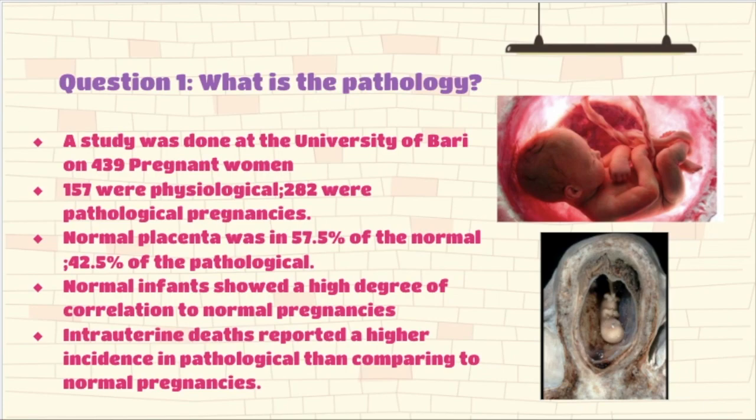Normal infants showed a high degree of correlation to normal pregnancies, and in the neonatal diseases, infants with SGA, which is also known as small for gestational age, had a high degree of correlation to pathological pregnancies, and they concluded that intrauterine deaths reported a higher incidence in pathological compared to normal pregnancies. And I also included 2 pictures of babies in the intrauterine deaths, one in the middle of one, and the other one already passed away.